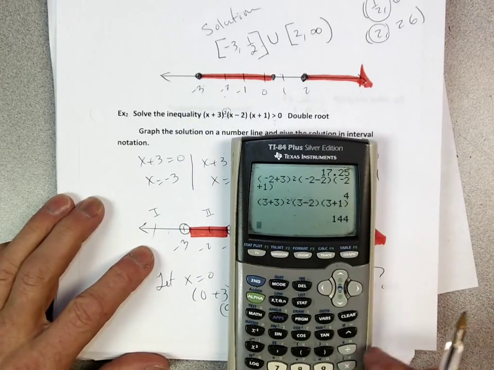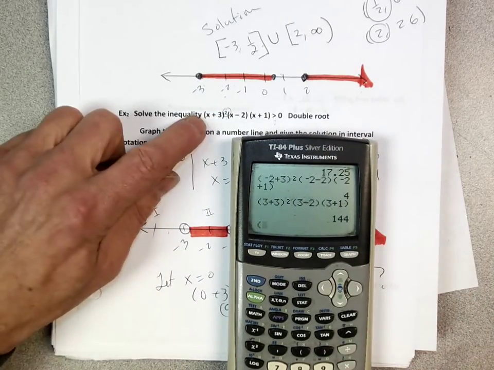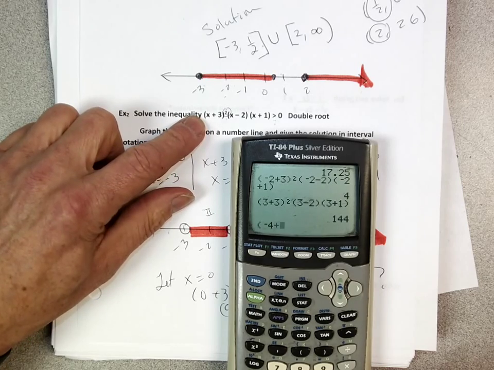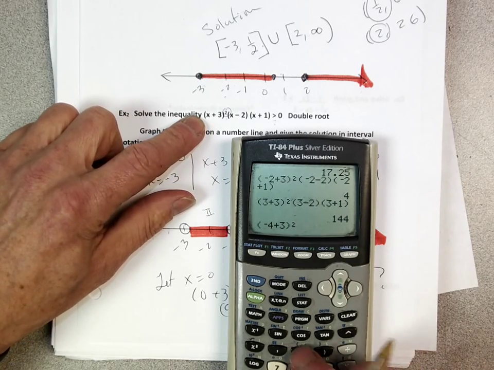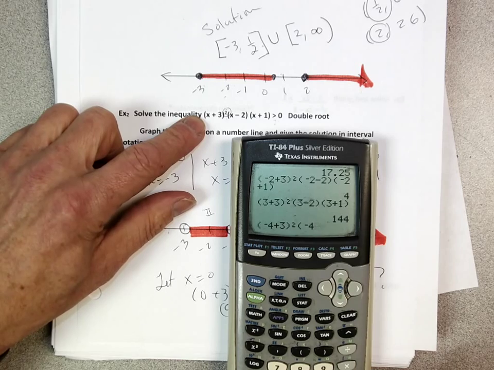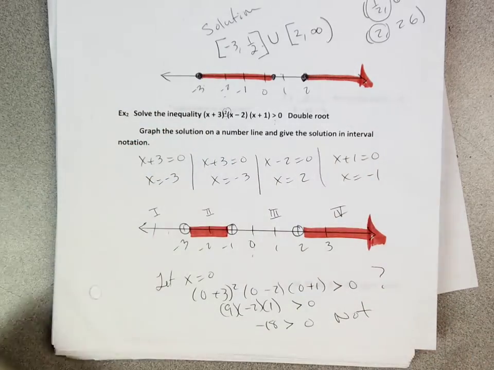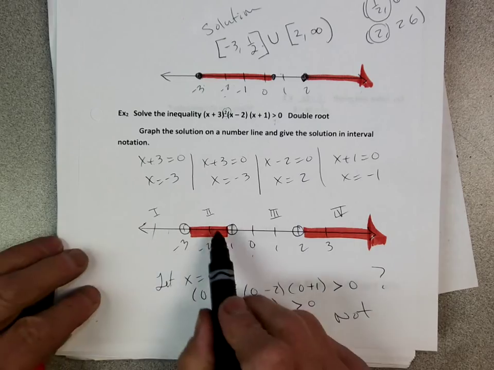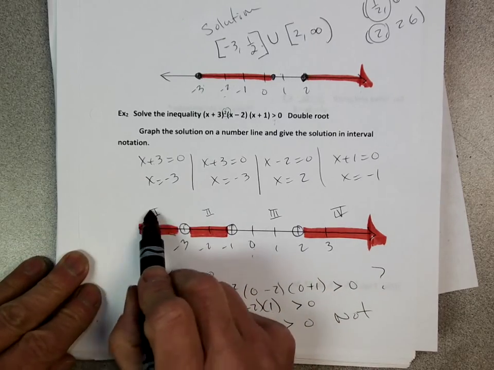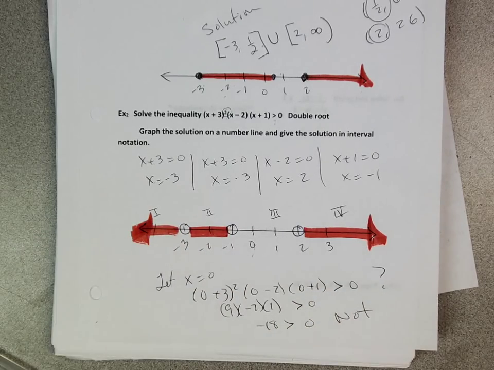So I'm going to go, parentheses, negative 4 plus 3 squared, negative 4 subtract 2, and negative 4 plus 1, and I get an answer of positive 18, so it does work. Well, that's kind of odd. We'd have a region, and then we have another region. Well, here's the trick. It will work most of the time.